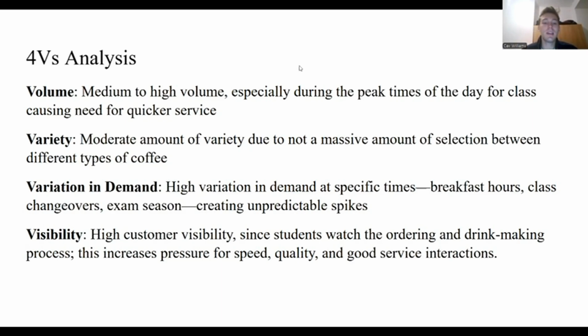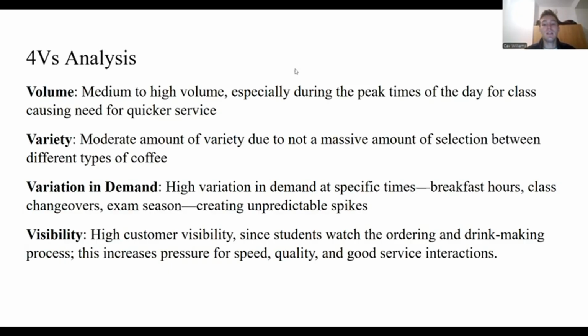And then for variation in demand, there's a high variation because of specific times: breakfast hours, class changeovers, especially during exam season. It creates really unpredictable spikes in the amount of customer flow at the counter. And then finally, for the 4Vs, is visibility. There is very high customer visibility because students watch the ordering and drink making process, and this increases the pressure for speed, quality, and good service interactions.